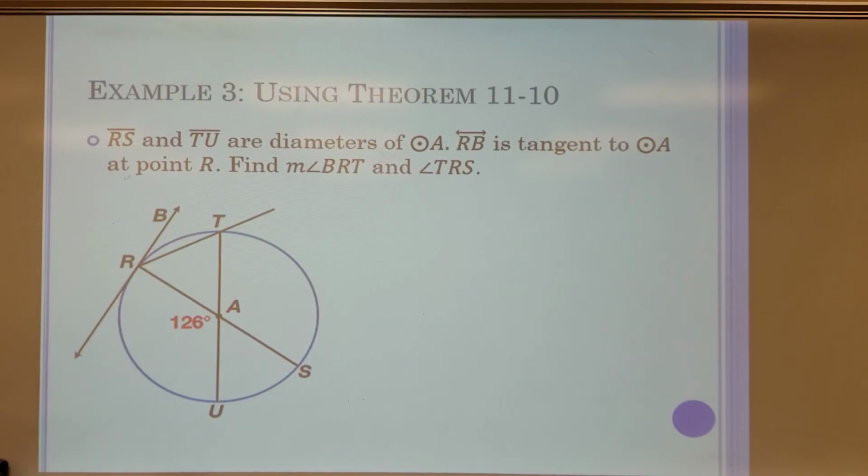RS and TU are diameters of circle A. Line RB is tangent to circle A at point R. Find the measure of angle BRT. Angle BRT is this angle right here. And find the measure of angle TRS. You're going to find the measure of that angle as well. Go for it. Do a good job. Show your work. Find the measures of those angles. And write down any questions or concerns that you have into your notes.